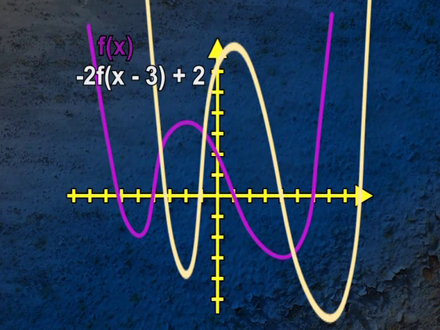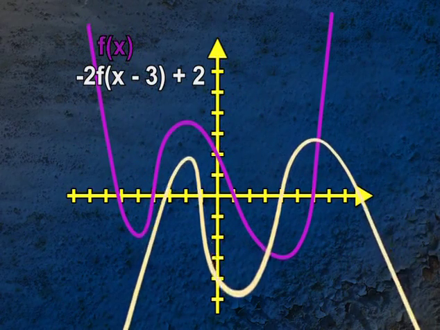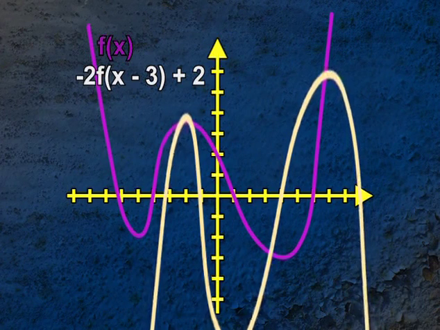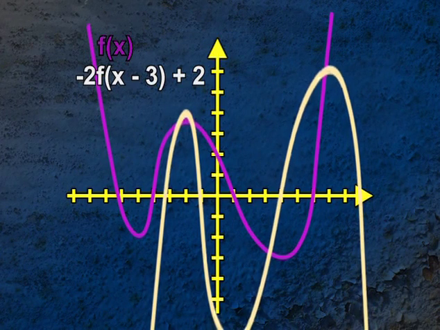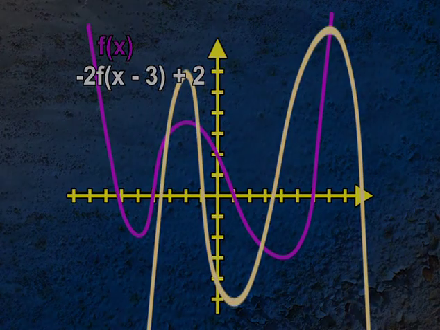Now the negative on the 2 will simply cause all the y values to take on their negatives or their opposites, and it'll simply flip the graph in the x-axis. So the graph flips over like this. And of course the plus 2, the last plus 2, will move the graph up 2 on the coordinate plane. So here's our graph.